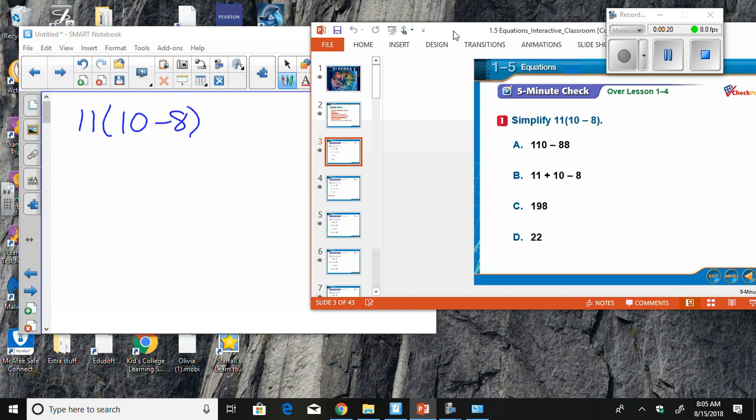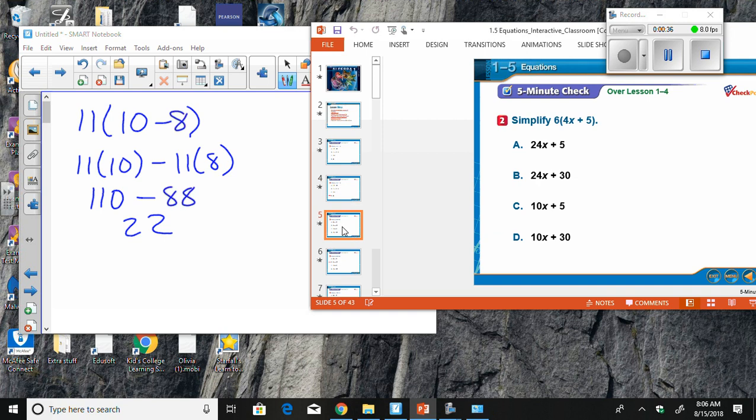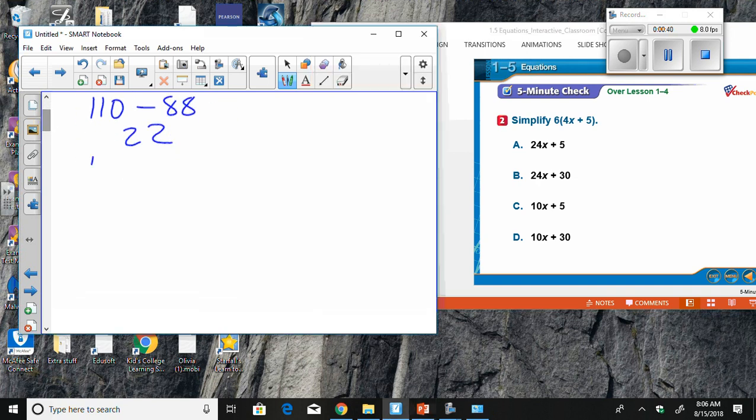In the past section, we did the distributive property. So 11 times 10 minus 11 times 8. So that's 110 minus 88, which is 22. We have 6 parentheses 4x plus 5, so we distribute that 6, and we get 24x plus 30.